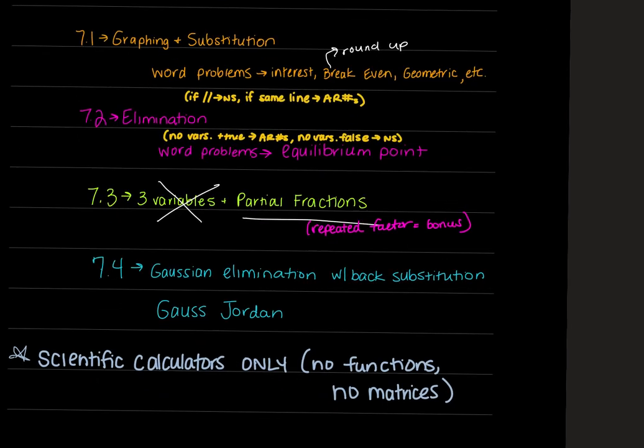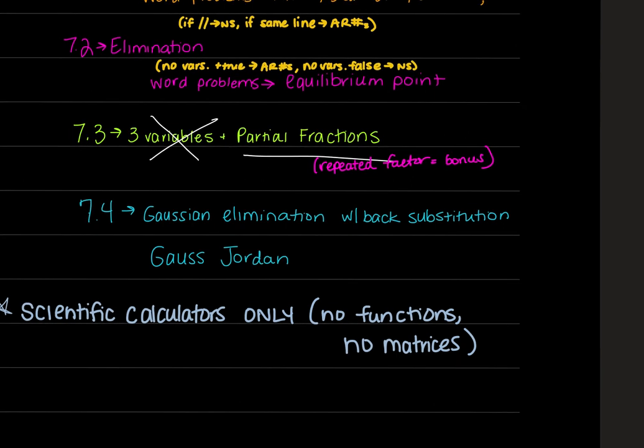In its place comes your Gaussian elimination with back substitution, and then Gauss-Jordan. So how many questions is it? 12? 11. Plus the bonus. Plus the 11 plus the bonus.